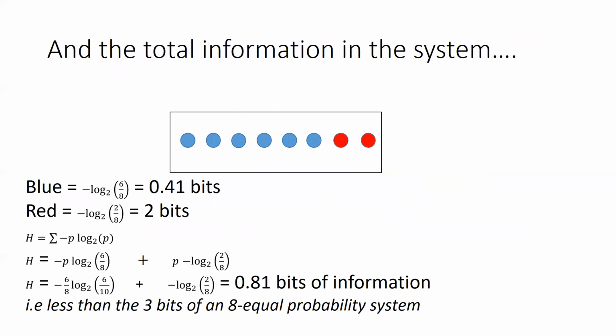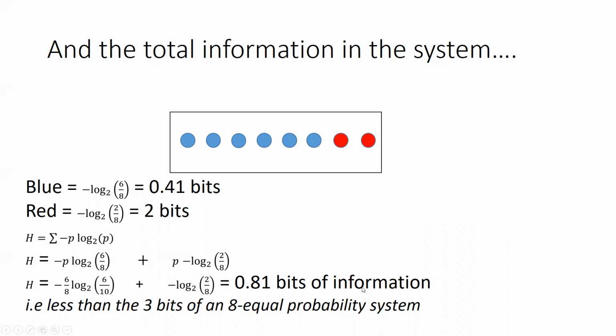Let's calculate the total information in the system using the Shannon entropy. So we've done that worked equation here. The Shannon entropy H is given by the sum of minus P log P. And we have two class representations to factor in. So we do minus P log 2 P for the blue balls plus minus P log 2 P for the red balls. And we end up with 0.81 bits of information.